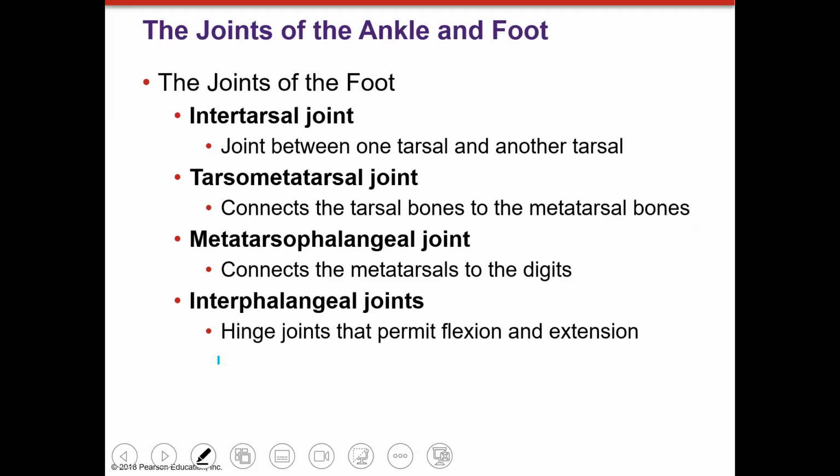So joints of the foot in between the tarsals. Okay? So intertarsal joint, tarsometatarsal, metatarsophalangeal. So phalanges are not only your fingers, but they're also your toes. Okay? So fingers and toes.